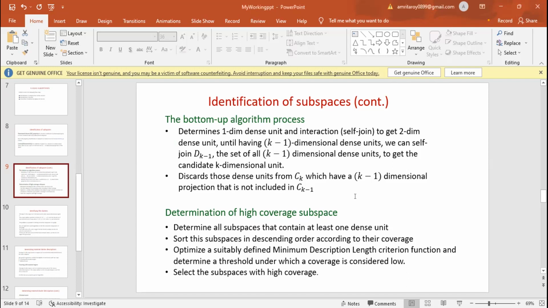Now we have the determination of high coverage subspaces. Determine all the subspaces that contain at least one dense unit. Then we sort these subspaces in descending order according to their coverage, that is the fraction of number of points of the original dataset they contain. Then we optimize a suitably defined minimum description length criteria function and determine a threshold under which a coverage is considered low. Then we select the subspaces with high coverage. So this was all about identification of subspaces.